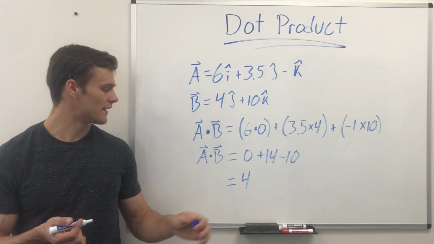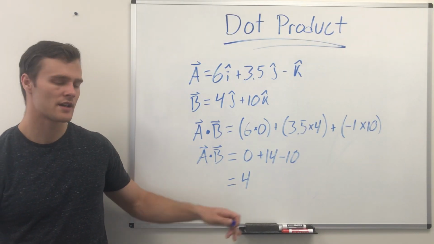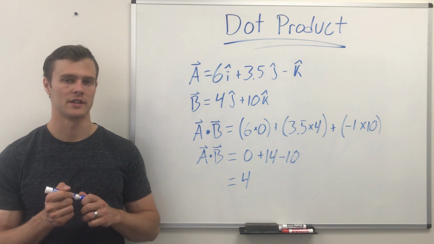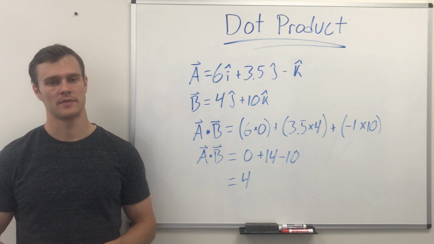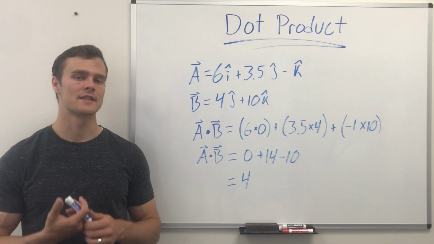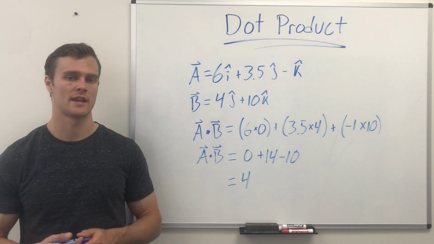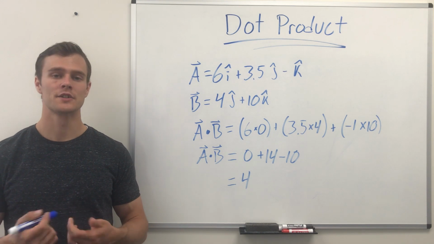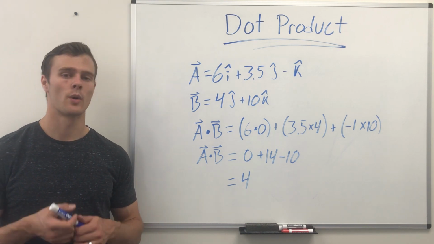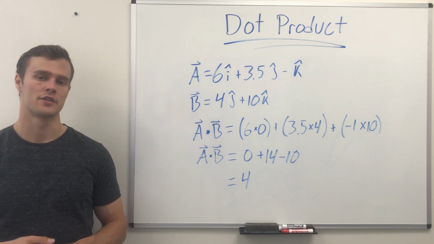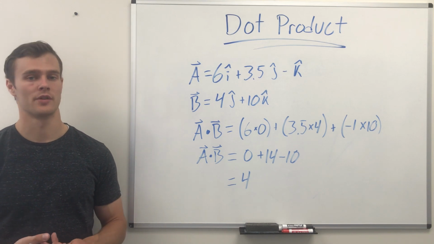So as you can see, that's just a number. It's not a vector, it doesn't have a direction, and that's what the dot product comes out as. It's also called the scalar product of two vectors because the result is just a scalar value. So we're going to do another example problem where we find the angle between two vectors using the first formula we talked about.